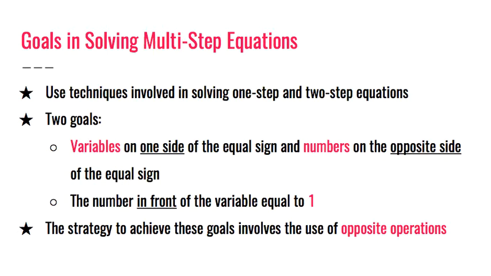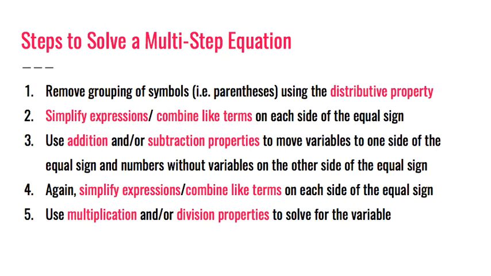Two, the number in front of the variable must always equal 1 because we are essentially trying to isolate the variable. The strategy to achieve these goals involves the use of opposite operations. The steps are as follows.